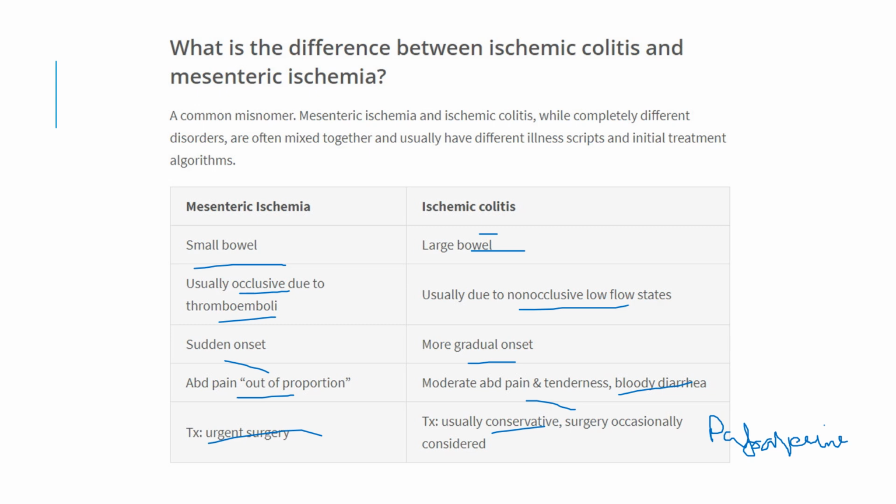Also, in a patient with an abdominal aortic aneurysm, if they underwent surgery, a few days later they can come with abdominal pain and bloody diarrhea. That can also indicate ischemic colitis, because there can be a prolonged period of ischemia during the surgery. So that can also indicate ischemic colitis.